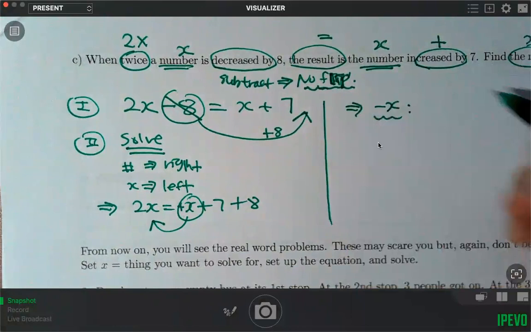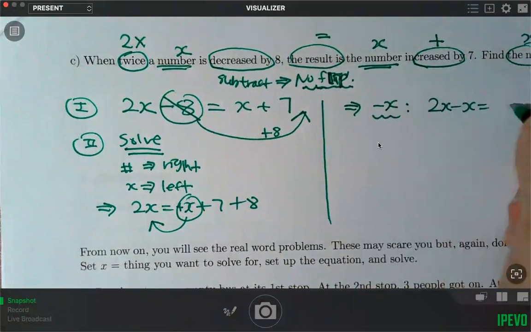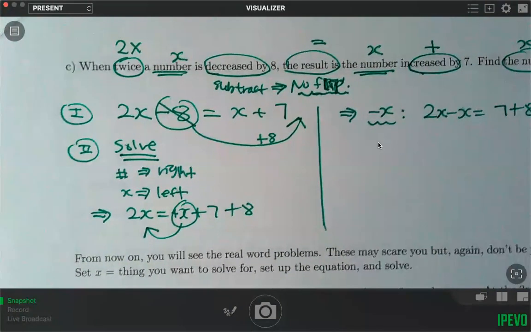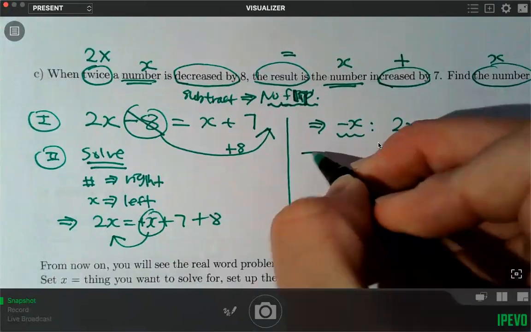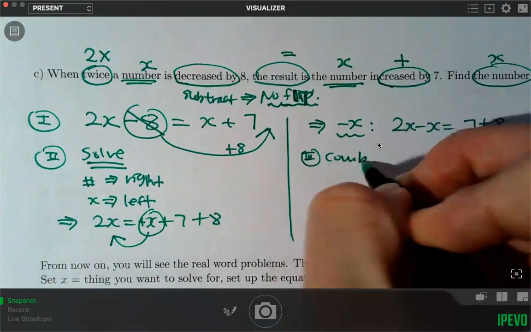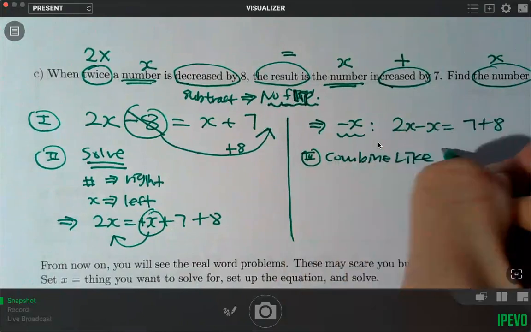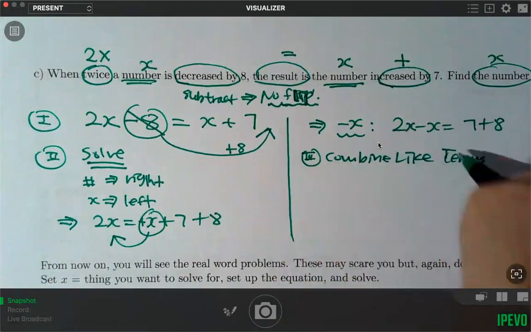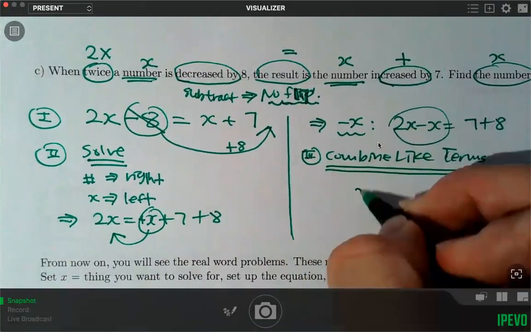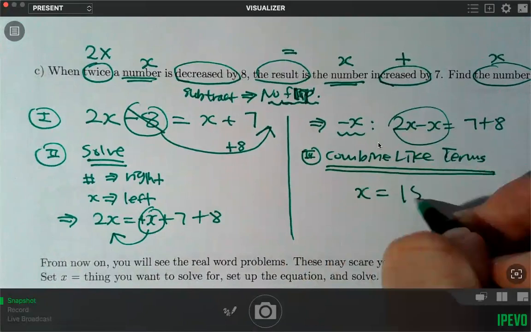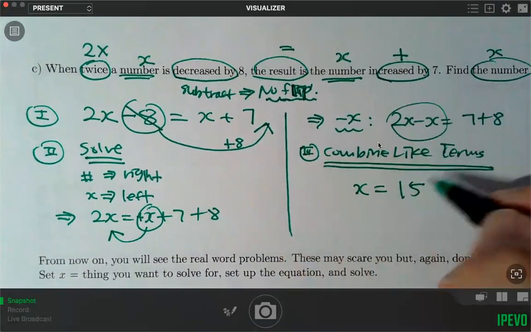So what do you get? 2x minus x is equal to 7 plus 8, right? Okay, and now we can combine like terms. What is 2x minus x? Just one x, right? Which is x. And then 7 plus 8, 15. So 15 is the answer.